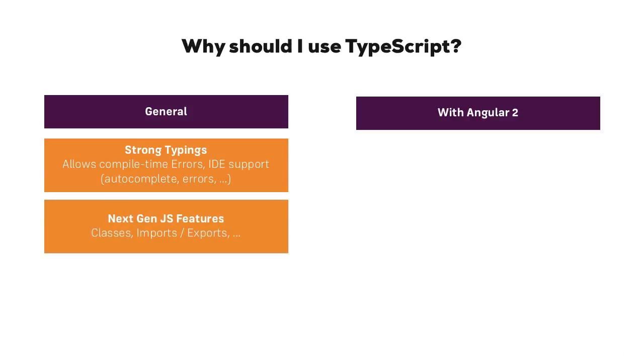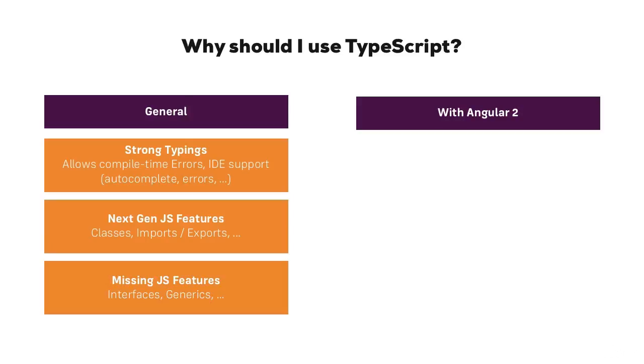Another reason is that you can use next generation JavaScript features today. For example, classes, imports and exports, so that modular multi-file approach. And as I explained, some of these things will be transpiled into today's JavaScript, so prototypes and so on, and some things might be left out, but are still usable with the TypeScript compiler to give you errors and so on. Another reason would be that you get missing JavaScript features like interfaces or generics.